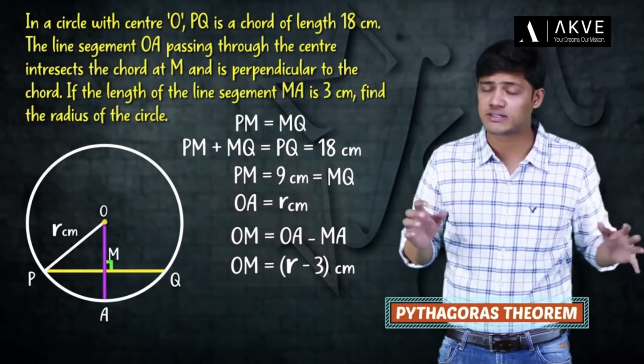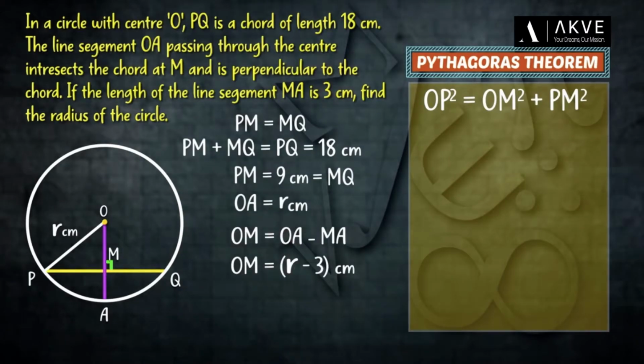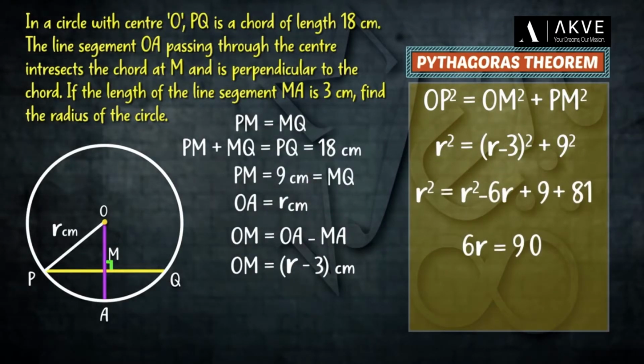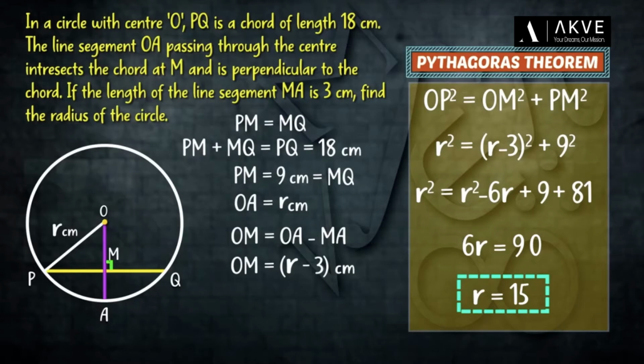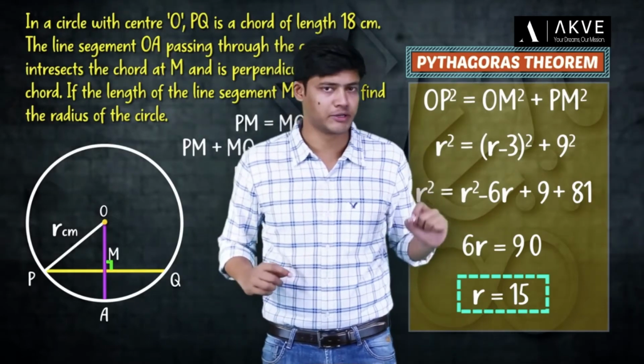So from Pythagoras theorem, we can conclude that OP squared is equal to OM squared plus PM squared, which implies that r squared is equal to (r minus 3) whole squared plus 9 squared. Now, solving this equation, we will get 6r equal to 90, which implies that r is equal to 15 centimeters. So, the value of r will be equal to 15 centimeters. That's it. We have solved this question. The radius of this circle is 15 centimeters.